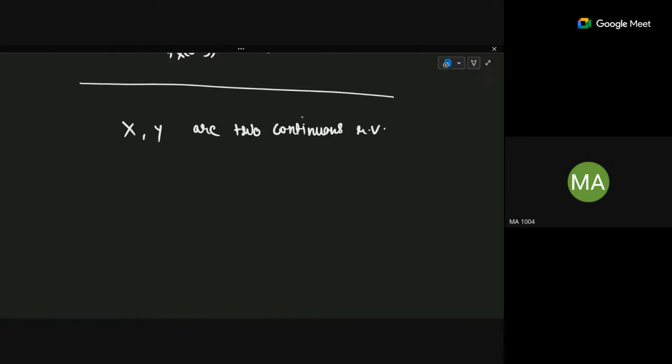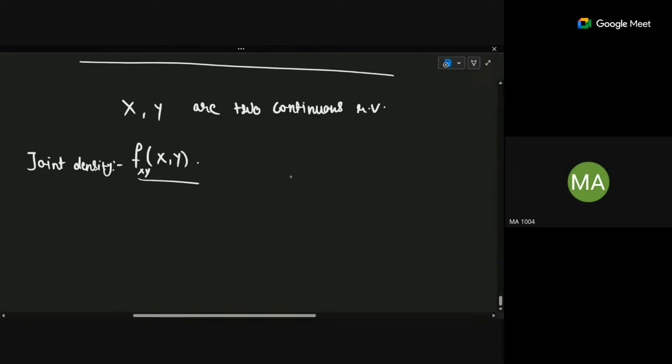So if there are two continuous random variables, now we will talk about the joint density of x and y. We denote it like this, joint density, or some people denote it as f_xy. How to calculate this? If it is uniform, then there are certain ways. If it is not, then you have to calculate it in some other ways.